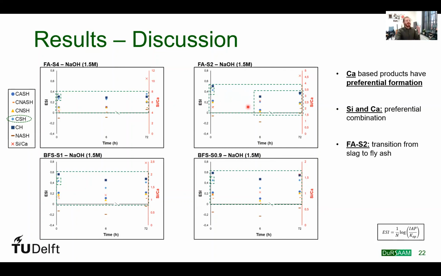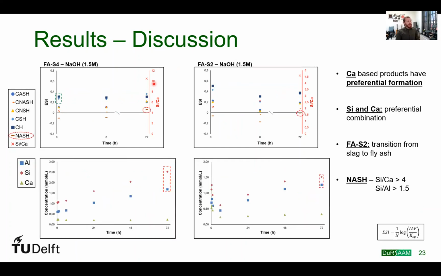And we also see that calcareous fly ash has a transition from slag to fly ash. Why? Because at the initial stages, it has higher saturation index values, but after the system releases most of its calcium, it basically behaves as fly ash. So the saturation indexes are lowered and maintained at the same level as siliceous fly ash.